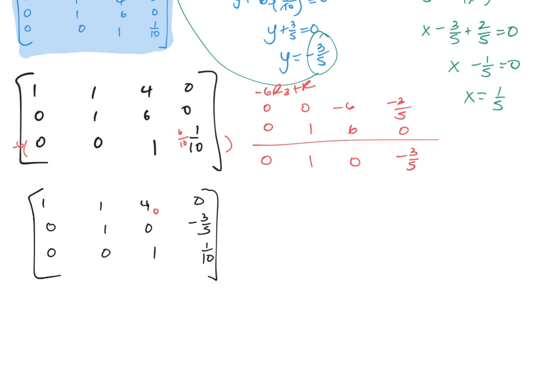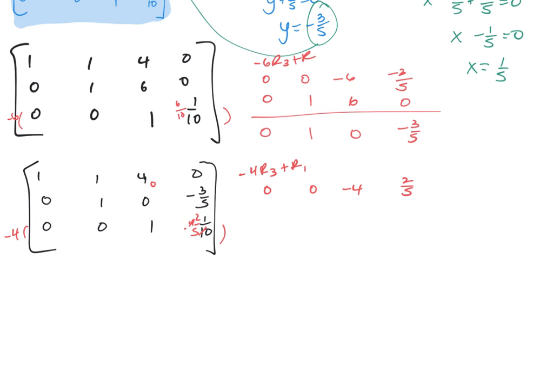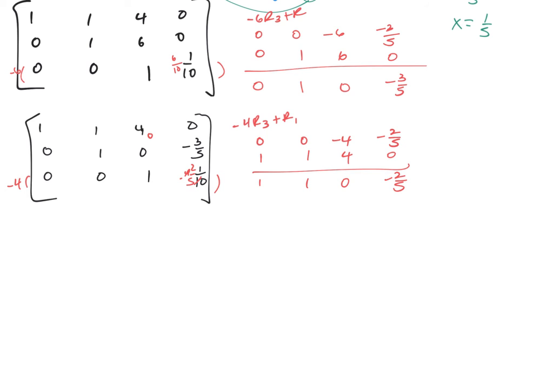So I need a 0 here where the 4 is. There's only one way to get that 0, and it's with row 3. So I do -4 row 3 plus row 1. That 0 you will only be able to get with row 3. So -4 here is 2/5. So I did -4 times row 3. Now I add it to row 1. And that replaces row 1.